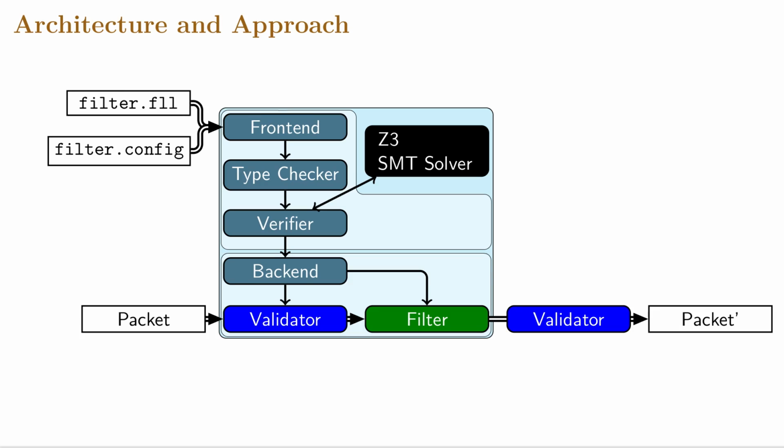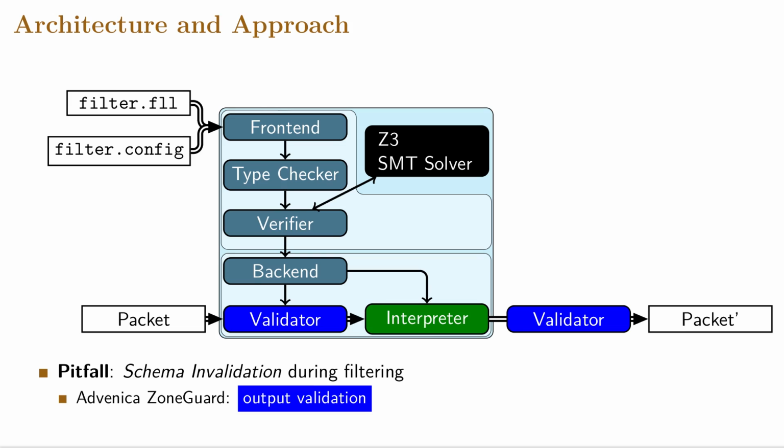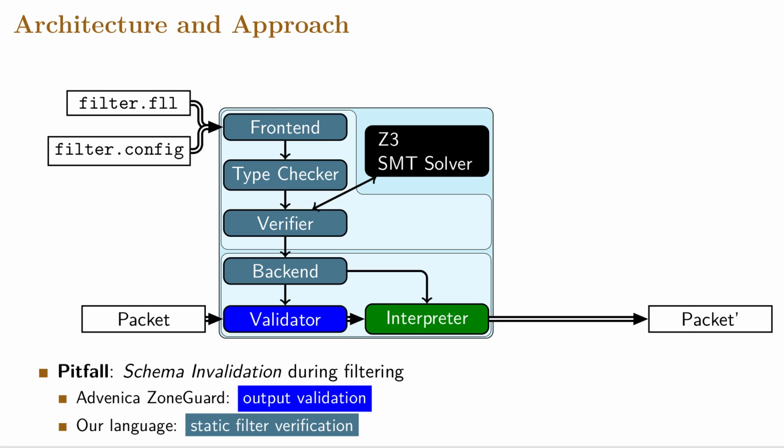And existing tools, of course, try to do some amount of pitfall checking already. For instance, Advenica uses the output validation approach, where every filter is always taking the output packets and passing them through another validator to make sure that the filter didn't do anything bad. So that's a form of dynamic checking. What we do instead is that we statically verify that no bad packet can ever be generated by the filter, so we are able to eliminate this extra output validation step.